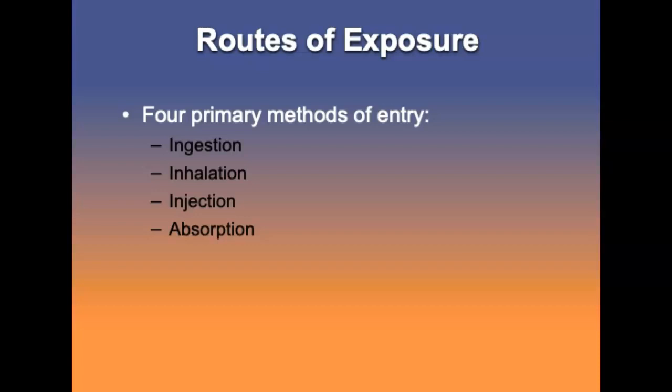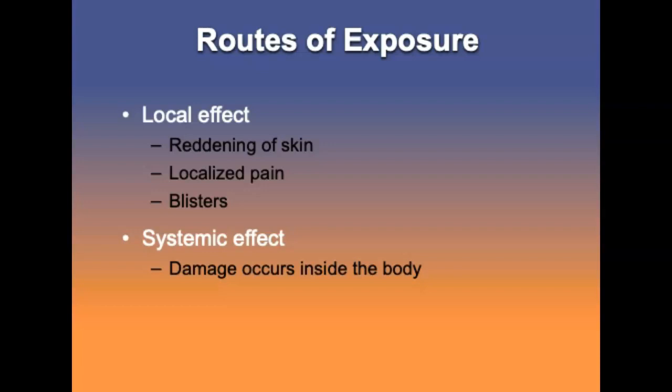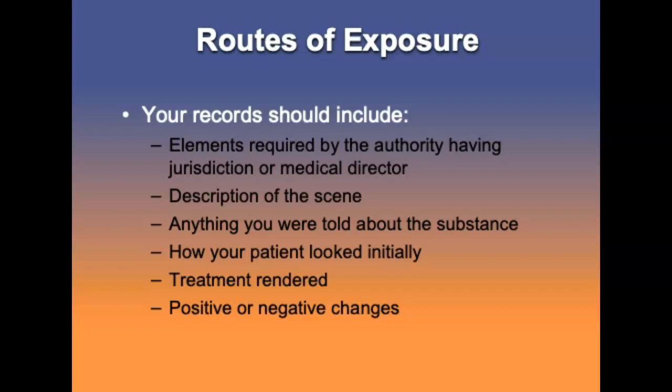Other factors that can affect treatment are the air temperature, the concentration of the hazard, and the amount of time a patient was exposed. A local effect is reddening of the skin. A systemic effect is damage that occurs inside the body. You need to identify the exposure scenario and substances involved and provide supportive care during transport. Some hazardous materials can have significant adverse effects on the neurologic, renal, or hepatic systems. Effects may be seen immediately or not for hours or years later.